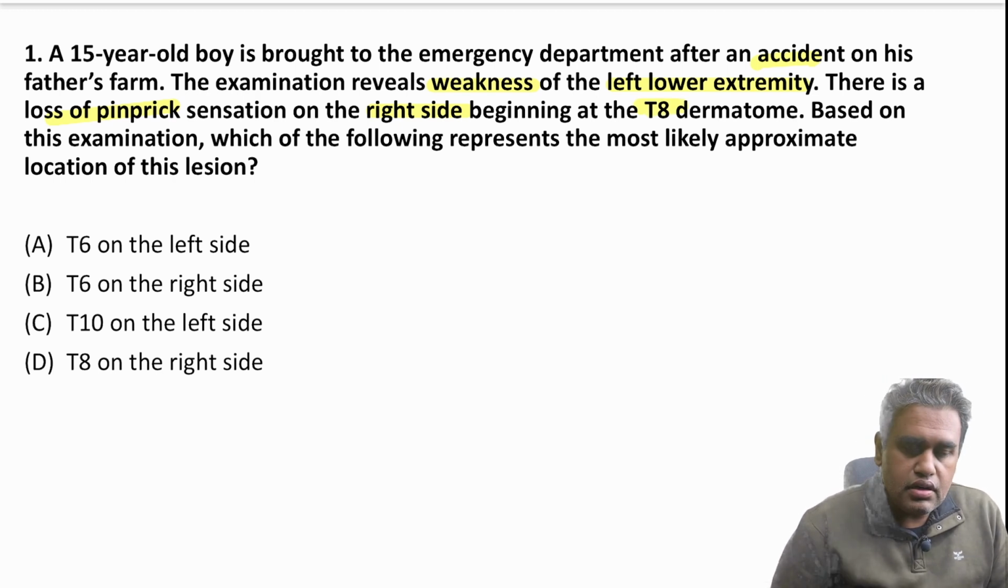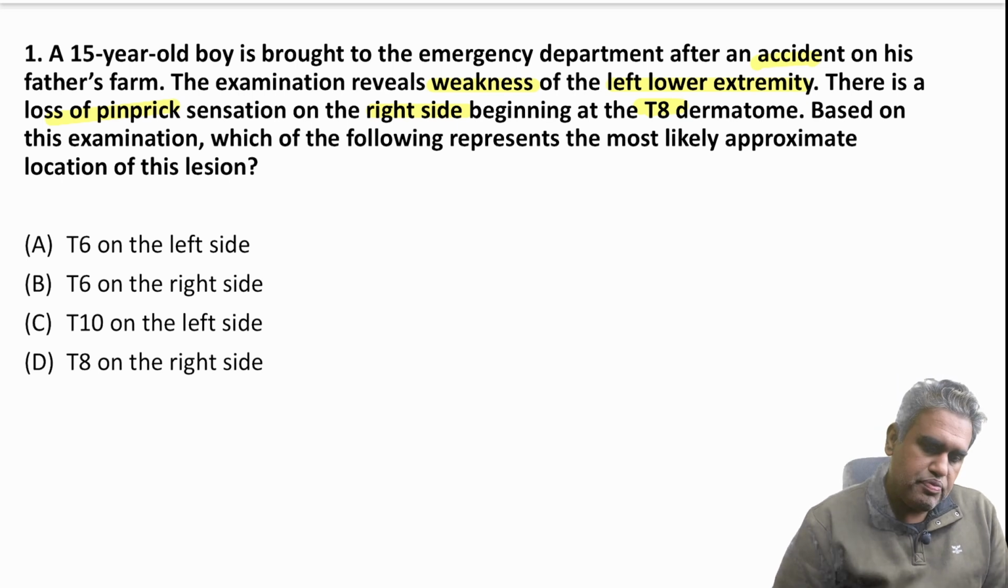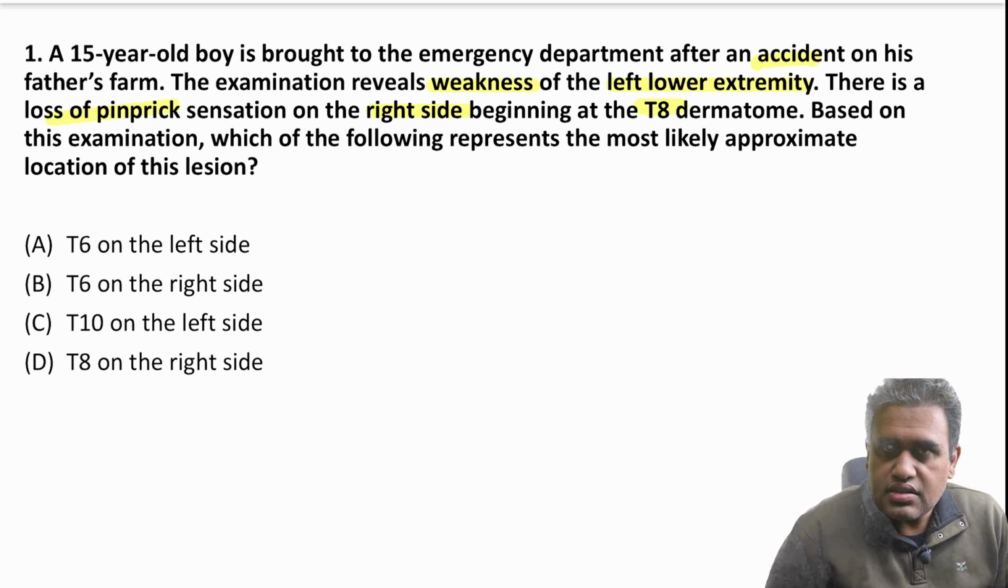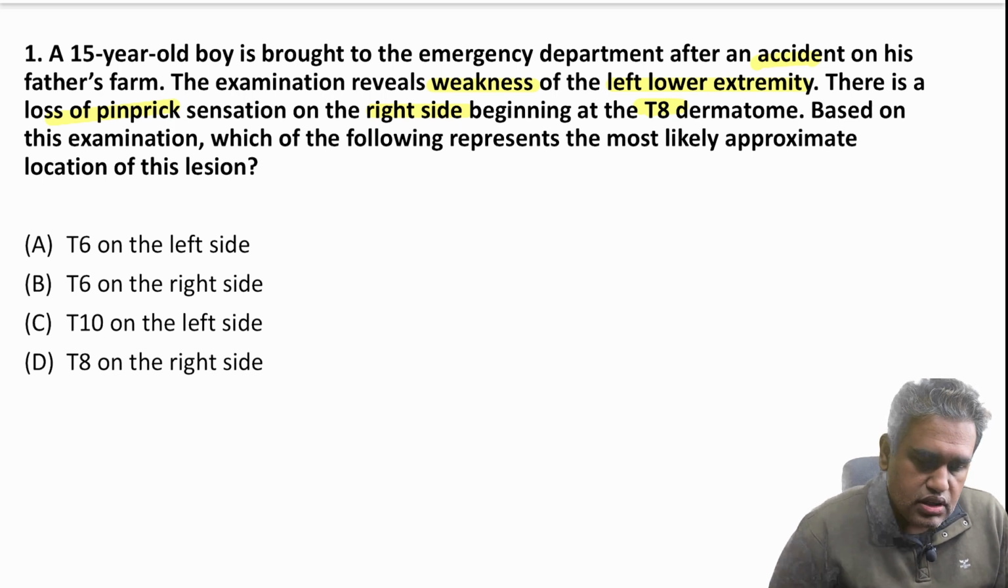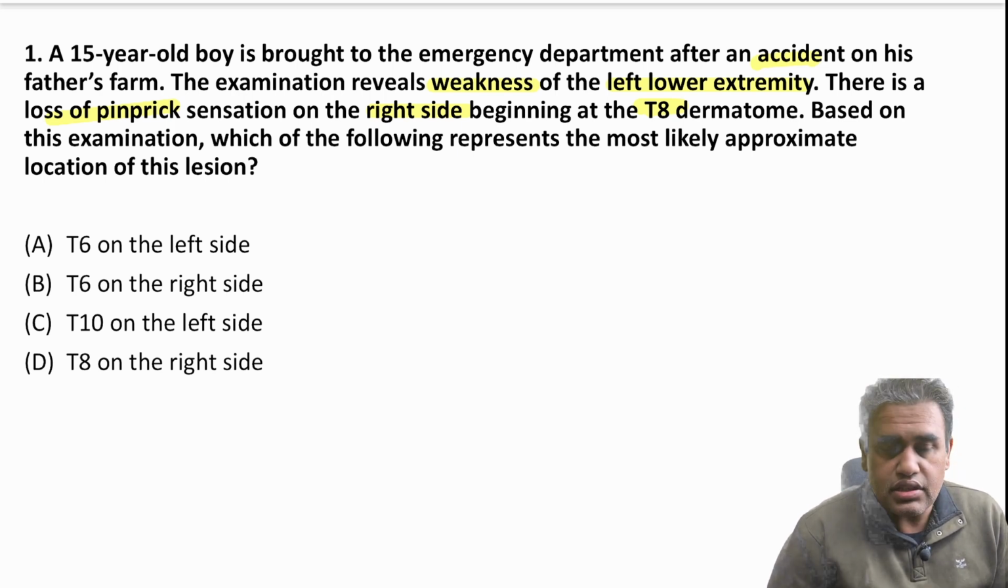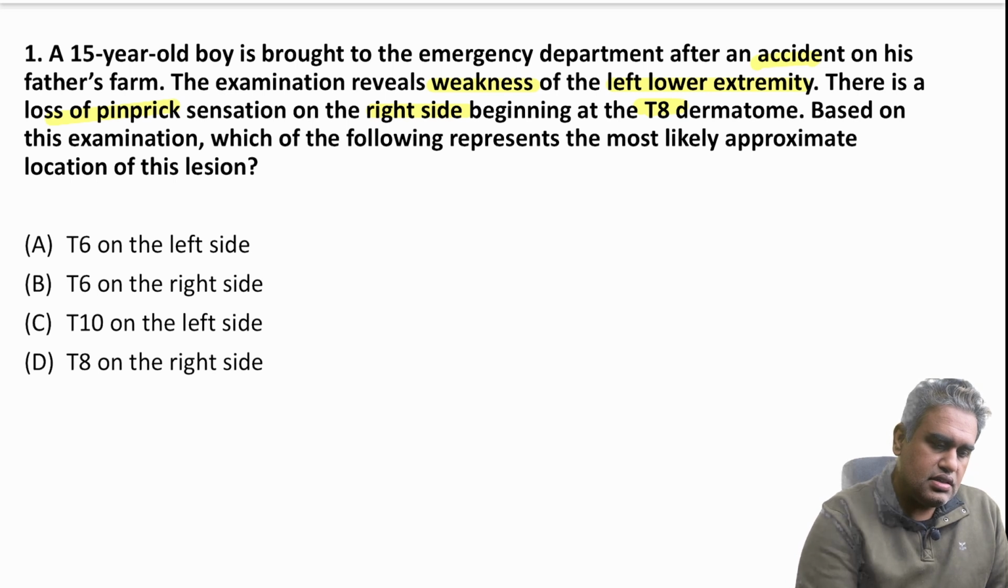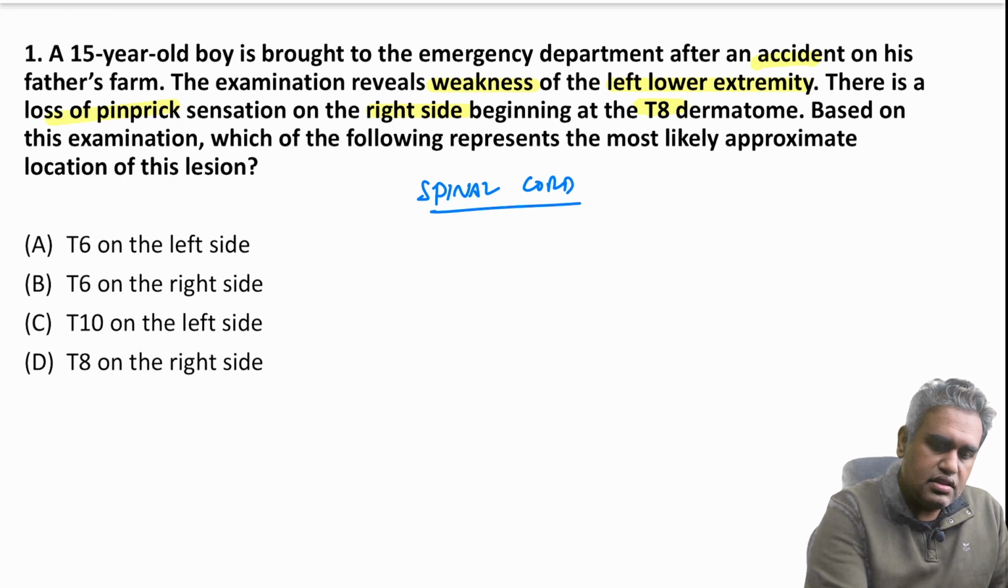T8 is somewhere between the xiphoid process and the umbilicus, because umbilicus is around T10 and xiphoid is around T6 or T7. So there is a loss of pinprick on the right side and weakness on the left side. Based on the examination, which of the following represents the most likely approximate location of this lesion? The lesion lies mainly around the spinal cord, and when there is weakness, they are referring to the motor tract.